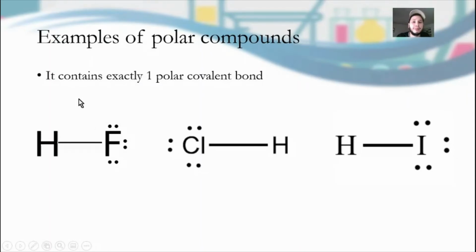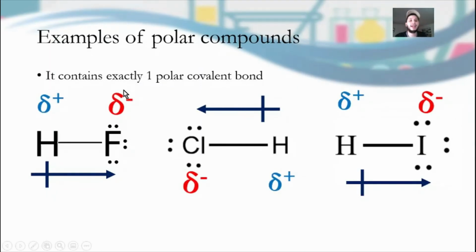Remember that the dipole moment arrow always points towards the most electronegative element. That would be fluorine in this case, chlorine, and iodine. And the most electronegative element on the molecule or bond will get the partial negative. So fluorine will get the negative, chlorine will also get the negative, and iodine will get the negative, because they're the most electronegative element of the two.